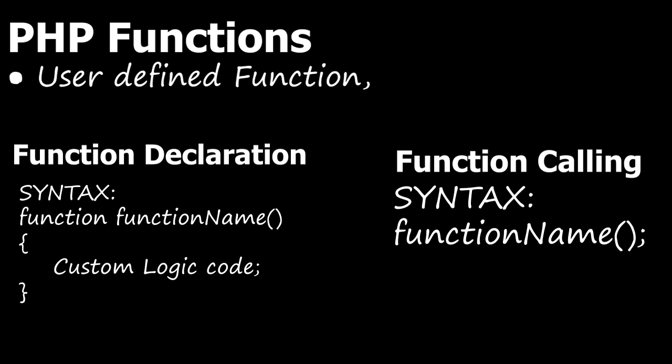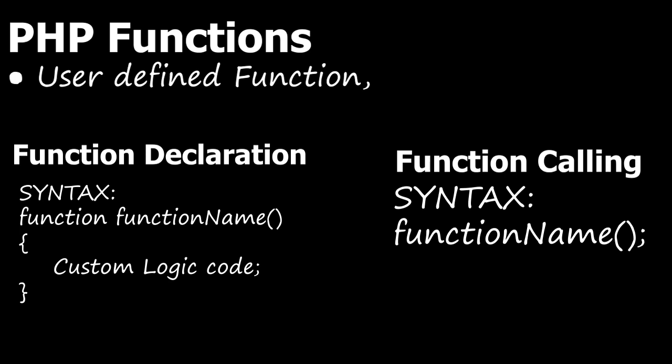Function declaration means the user defined function declaration will begin with the keyword function. We have to give the keyword function and then the function name. The syntax is function, then the function name, and then between the curly brackets we can write the code which has to be executed. Function calling means we will call that function name inside the main program so that the function will be performed in the place where we are calling it.